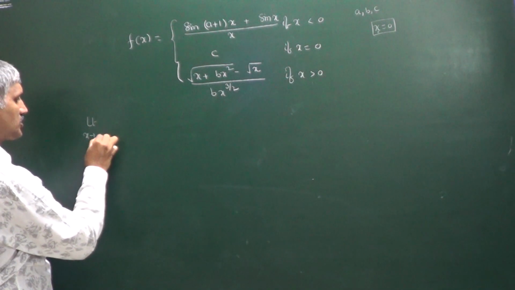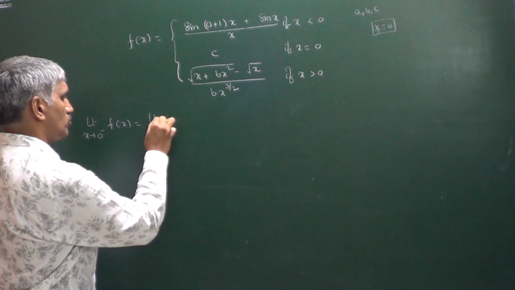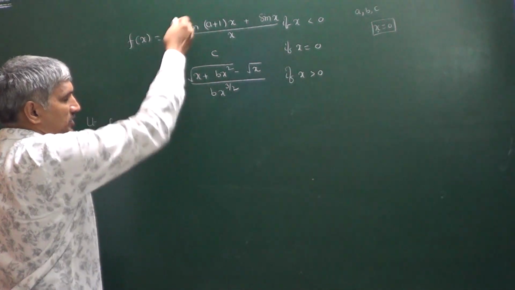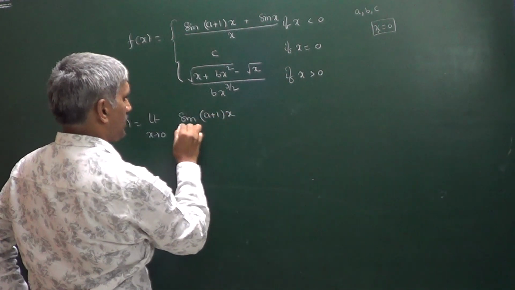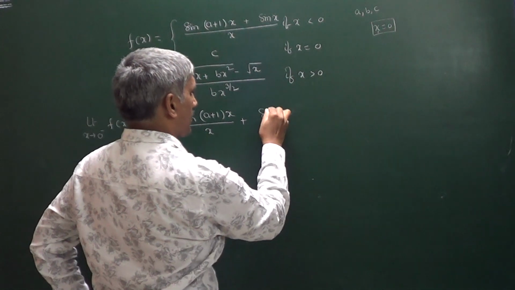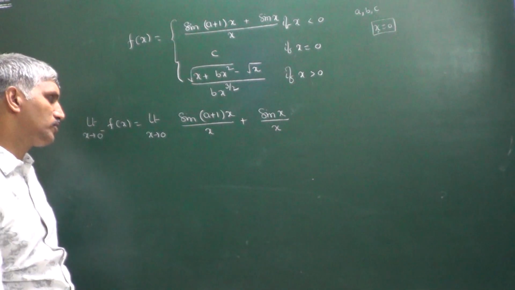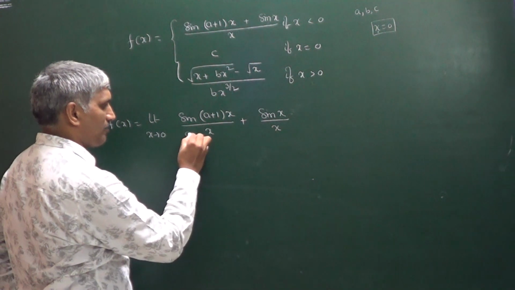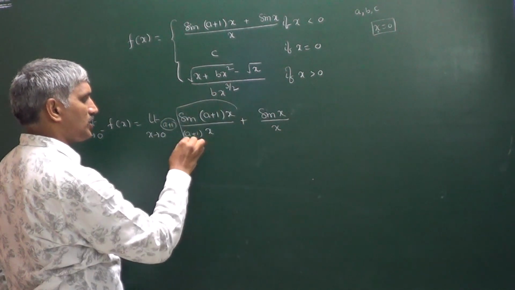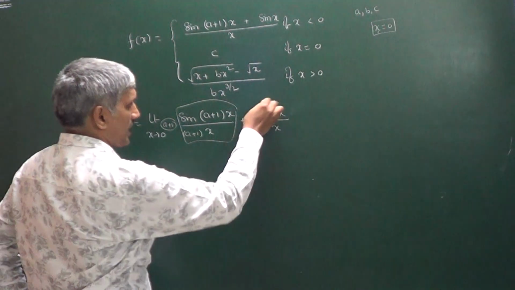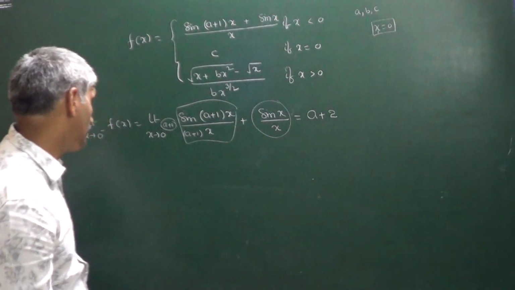Now I can write limit x tends to 0 minus f of x, that is equal to limit x tends to 0 minus case, that is sin of (a plus 1) x divided by x plus sin x divided by x. Now what to do with this limit? I hope everyone knows what to do. Multiply with a plus 1 here. Here also multiply with a plus 1. Now this becomes sin theta by theta, which is 1. Here also sin theta by theta is 1. So we got the answer as a plus 2. That is the left hand limit.